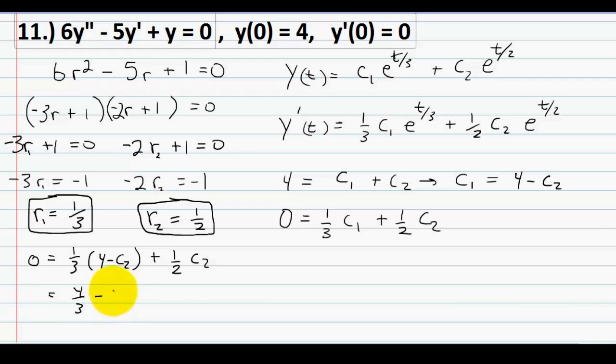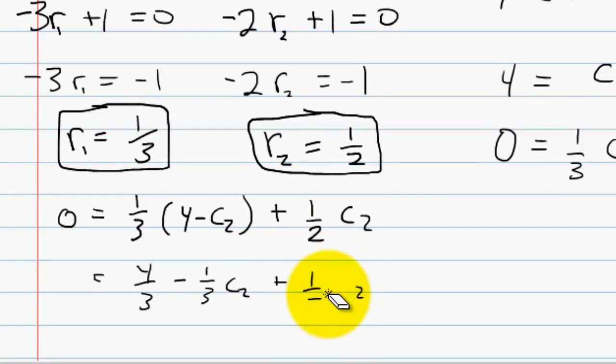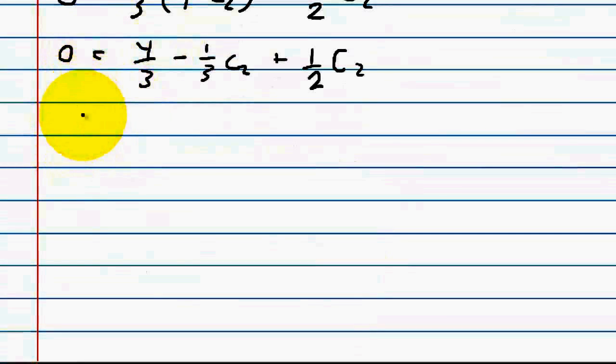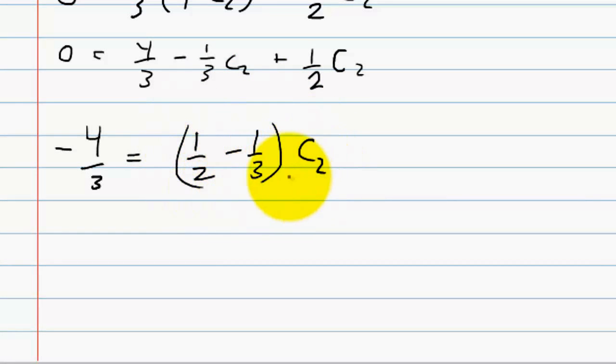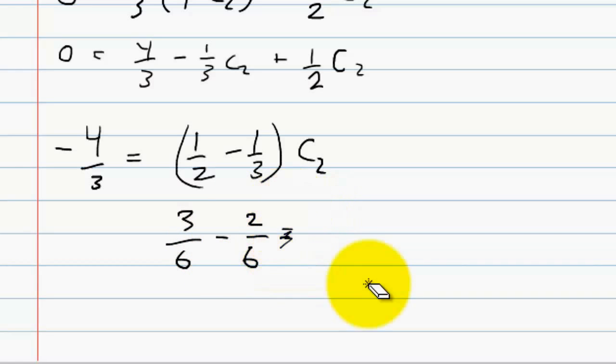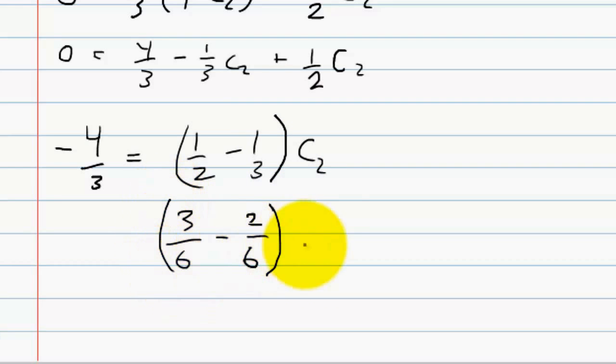So when that gets multiplied in, I'm going to get 4/3 minus 1/3 c2 plus 1/2 c2. Then I'm going to move the 4/3, this is equal to 0. Running out of space, so let me scroll down a bit. So now I'm going to get negative 4/3 is equal to, and I'm going to add those two together, so it's going to be 1/2 minus 1/3 of c2. So those two together, this is going to become a 3/6, that's going to become a negative 2/6. No, I need that parentheses still, times c2.